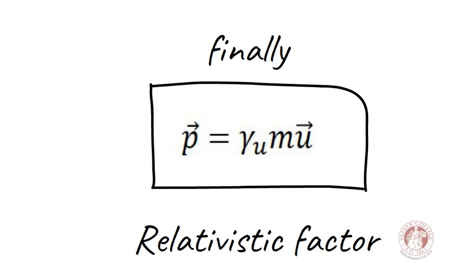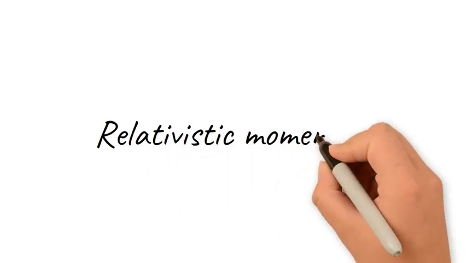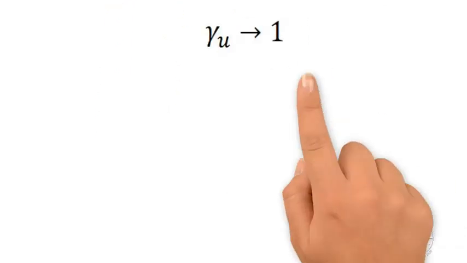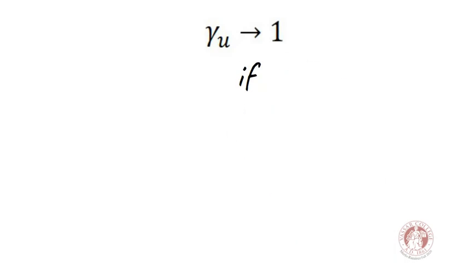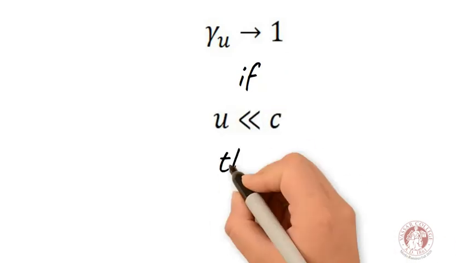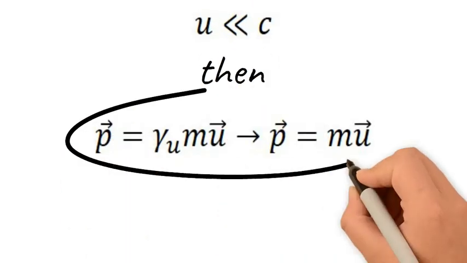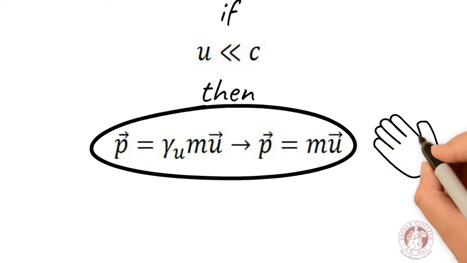Now let's take a moment to analyze the relativistic momentum equation. As in the case of time dilation and length contraction, we can see that the relativistic factor will approach 1 when the speed of the particle is much smaller than the speed of light. This means that we will return to the classical definition of momentum. This is an expected result, as special relativity is a complete theory.